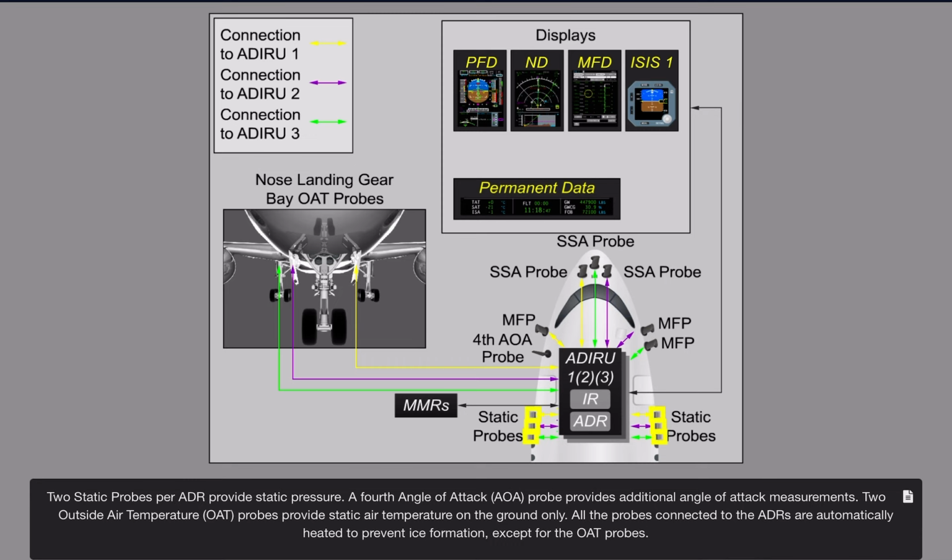2 static probes per air data reference provide static pressure. A 4th angle of attack, AOA probe, provides additional angle of attack measurements. 2 outside air temperature, OAT probes, provide static air temperature on the ground only. All the probes connected to the air data references are automatically heated to prevent ice formation, except for the outside air temperature probes.